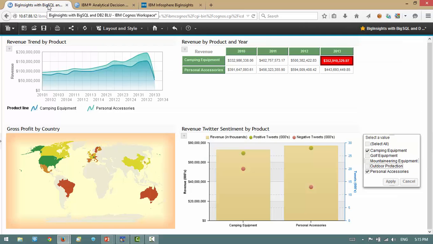So what we've seen today is how Cognos and SPSS can operationalize big data analytics using the logical data warehouse by leveraging IBM's uniquely capable BigSQL.